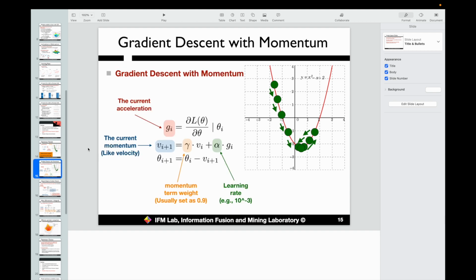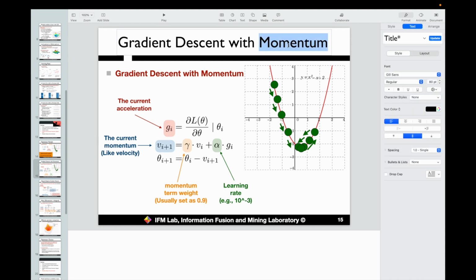Okay, so the first variant algorithm I'd like to introduce is called gradient descent with momentum. This momentum is more like the speed for the ball to move in the learning process. We make some minor modifications to the updating equation we showed before. Let's assume we still have the loss function, and we are still calculating its partial derivative with respect to the variable based on the current location. Let's assign the partial derivative at its current location to be g i. It represents the current acceleration.